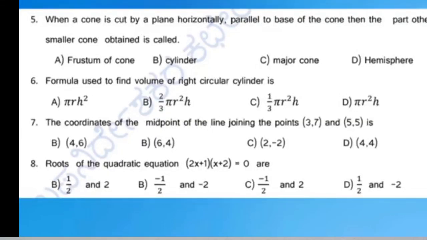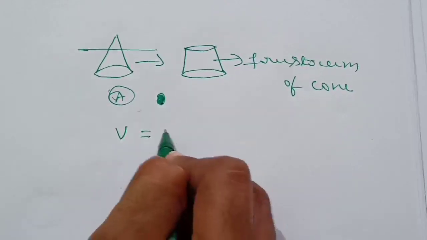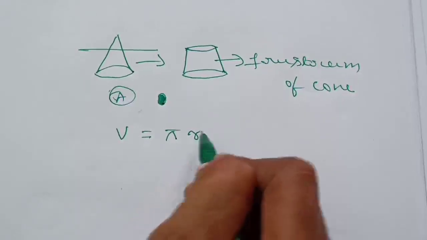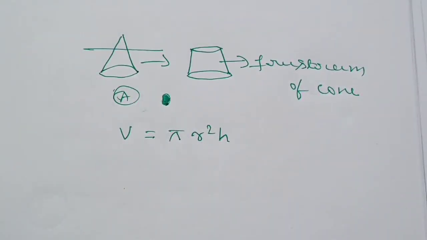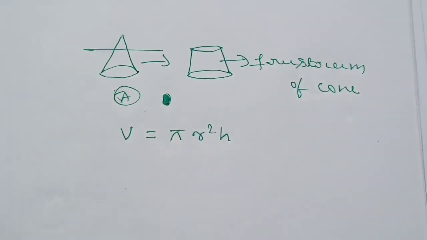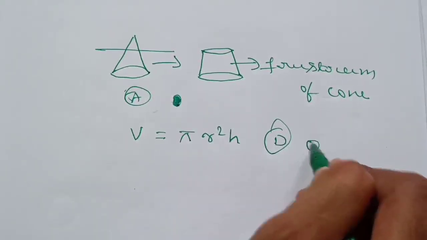The formula to find the volume of a right circular cylinder is simple. The volume of a cylinder equals pi r square h. This is the formula to find the volume of a cylinder. So that means the D option is correct, so you need to shade in the D option.